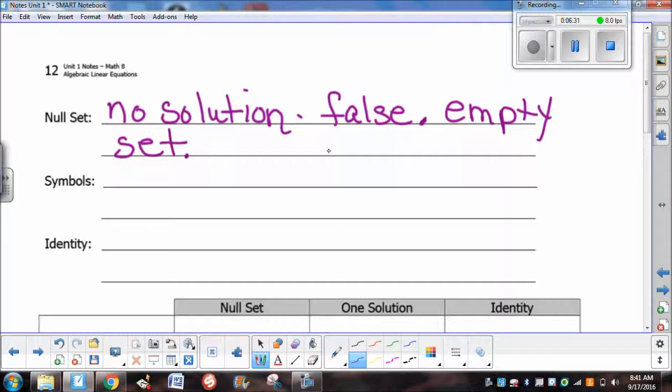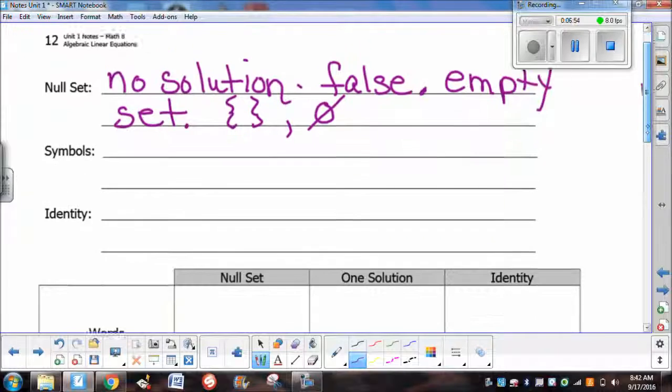We have some symbols that we can use to indicate no solution, null set, or empty set. One of the symbols to indicate that are these two curly little brackets with nothing inside it. Okay. Another symbol that we could use to indicate no solution is the 0 with the slash through it. Okay. So I just kind of took care of the symbols for that.